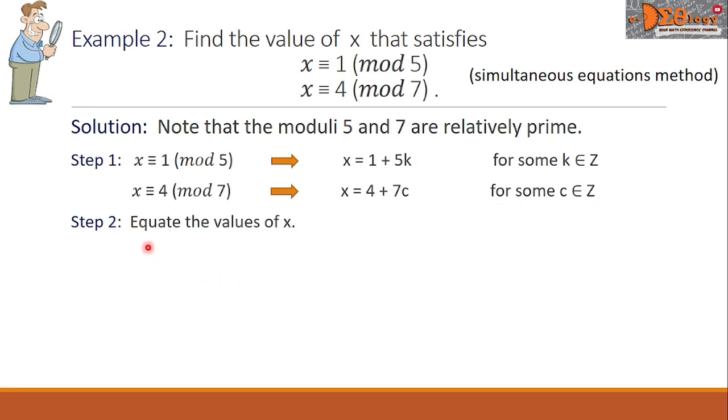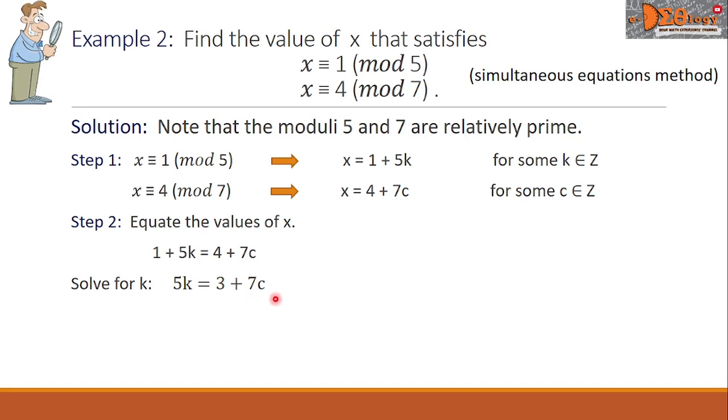Now for step 2, we're going to equate the values of x. It means 1 plus 5k is equal to 4 plus 7c. From here, let us solve for k. This constant 1, we're going to transpose on the other side. That becomes 4 minus 1. It becomes 3. So we write here 5k equals 3 plus 7c.